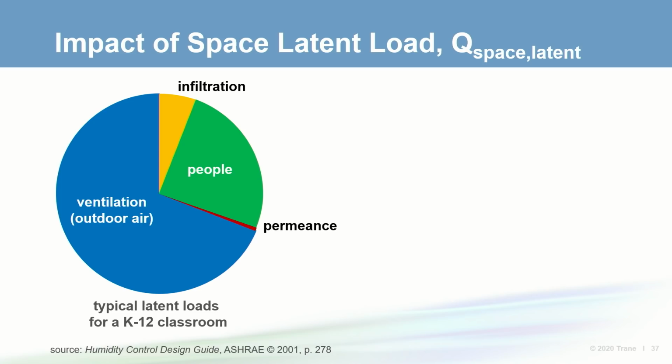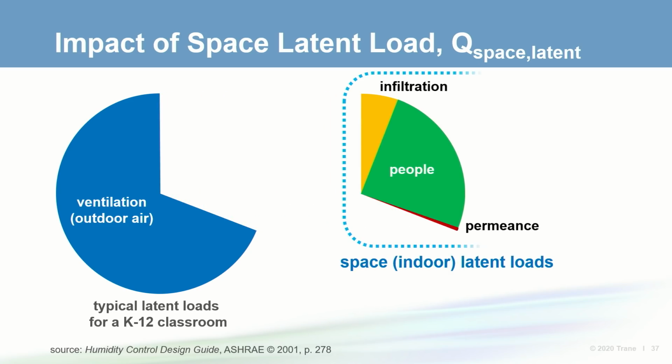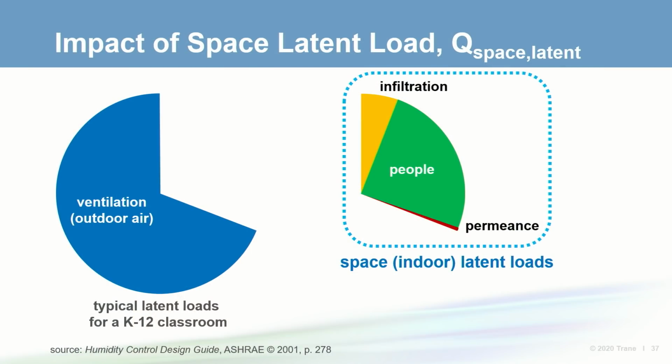This pie chart shows the sources of latent load for the example K through 12 classroom. In this case, the ventilation air accounts for almost 2/3 of the total. The remaining 1/3 is the space latent load, most of which is due to people and infiltration. These are the loads that occur within the boundaries of the conditioned space. The latent load due to ventilation affects the dehumidification capacity of the equipment, but only this space portion of the latent load is what dictates how dry the supply air must be. Of course, these loads will vary for different space types based on activity level and occupant density.